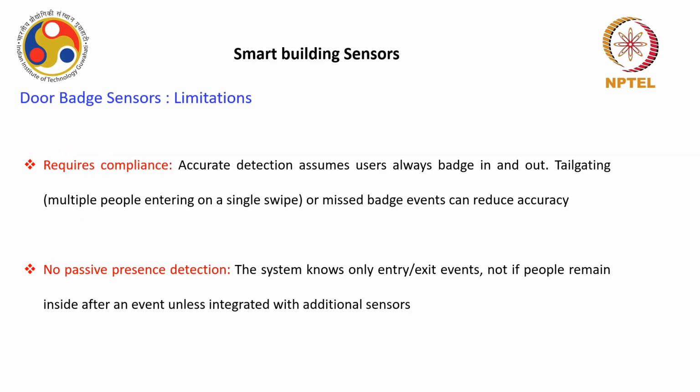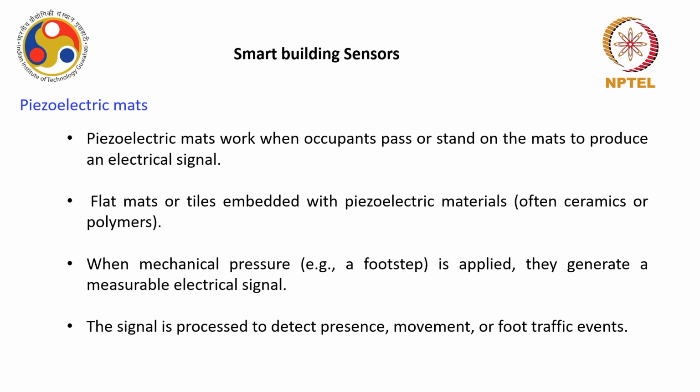However, there are certain limitations associated with these door badge sensors. They require compliance, so accurate detection assumes users always badge in and out. Tailgating or missed badge events can reduce the accuracy. The system knows only the entry and exit events, not if people remain inside after an event unless integrated with some additional sensor. This means that no passive presence detection is possible using these door badge based sensors. Then the third kind of threshold and mechanical sensor is a piezoelectric mat.